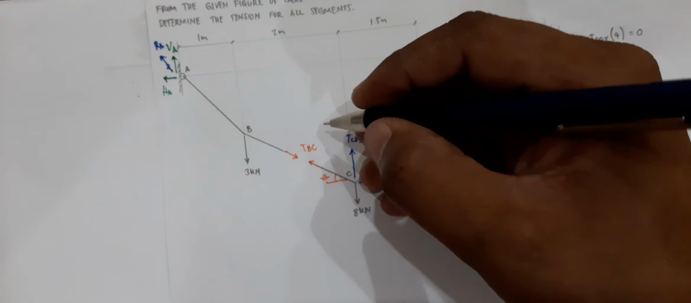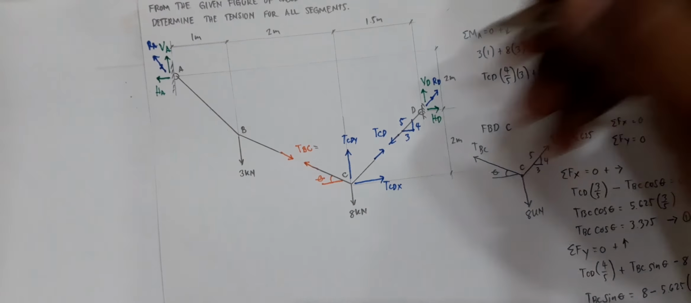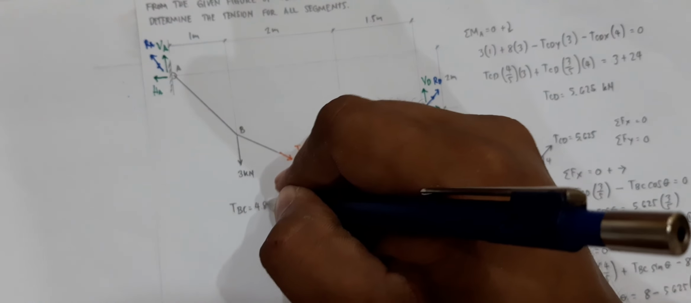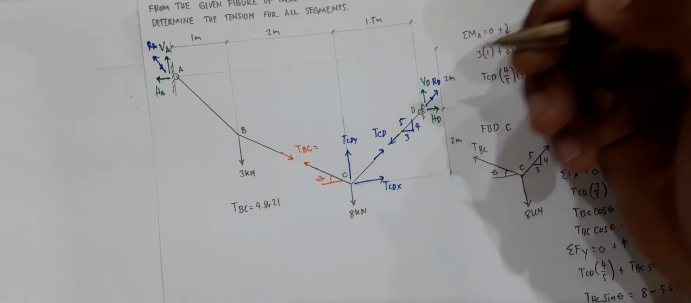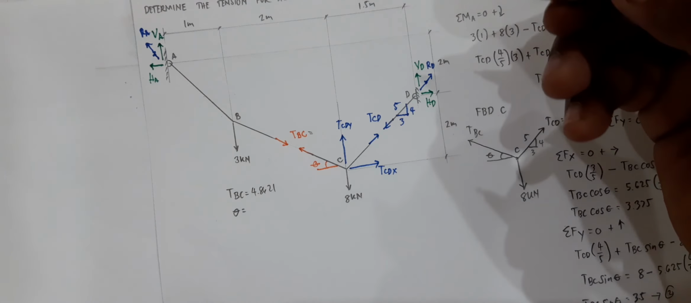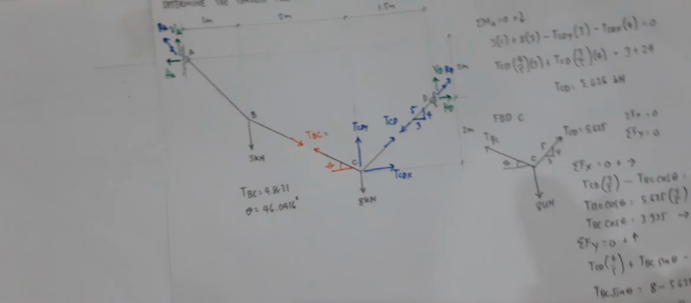Okay, next. Now, since we have calculated for TBC, again, we have here the value for TBC to be equal to 4.8621. Let me write it down here. TBC is equal to 4.8621. And then you have theta equal to 46.0416 degrees. So with that, you can now have the next joint, or the next segment, if you erase this one to expose the tensile force acting on your member.